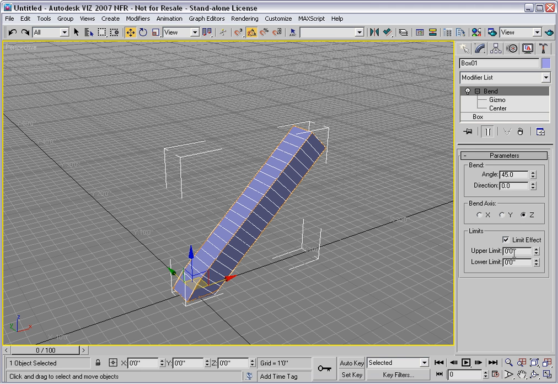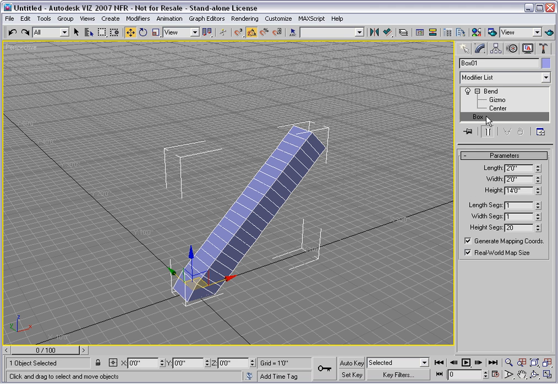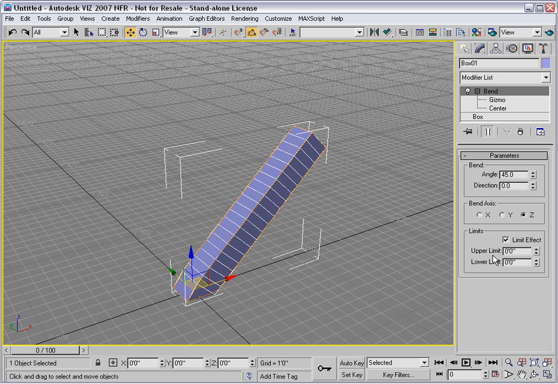To set a meaningful value here, you need to know the overall height of the object. So I'll go down to the base object in the stack and discover that its height is set at 14 feet. So let's remember that, and we'll use that information to set the limits. I'll go back to the bend and set the upper limit midway up the box at 7 feet.